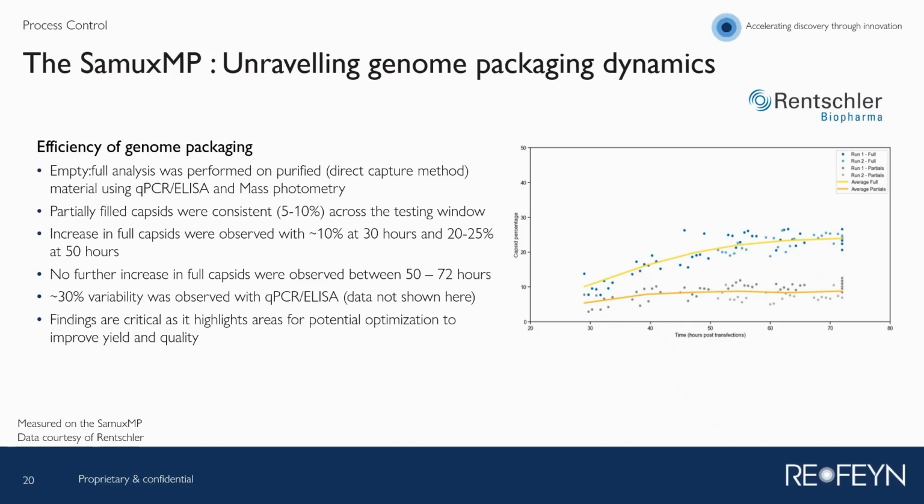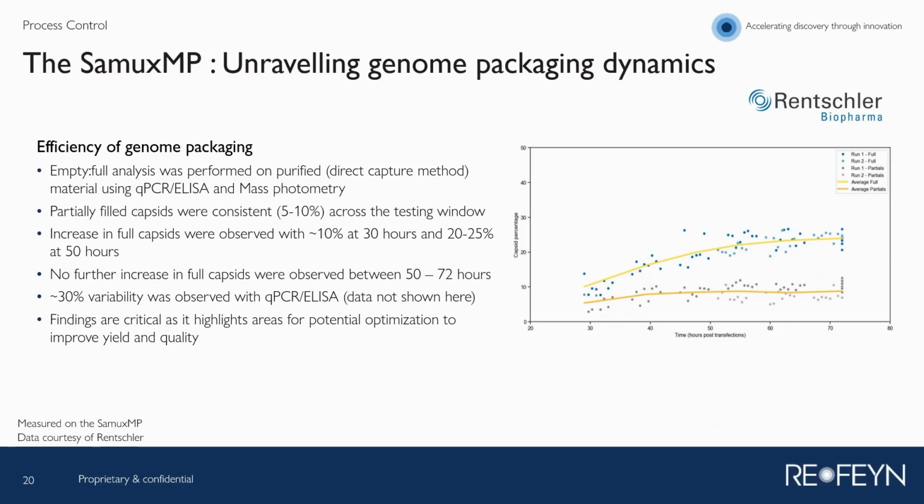Whereas with full capsids, you saw an increase in full capsid production at intermediate time points. At about 30 hours, you saw a 10% increase in full capsid production, and at 50 hours, you saw about 20 to 25%. Notably, between 50 hours and 72 hours, which is the actual harvest time point usually used for AAV products, the full capsid production was saturated. No notable changes or increase were observed in the full capsid production.